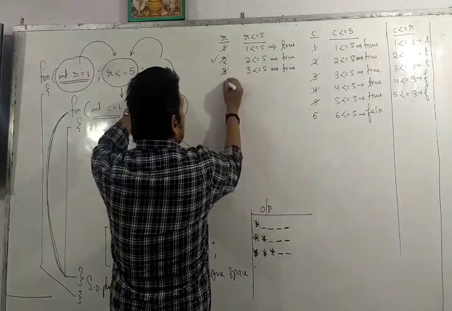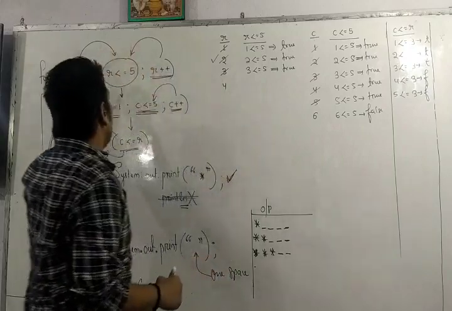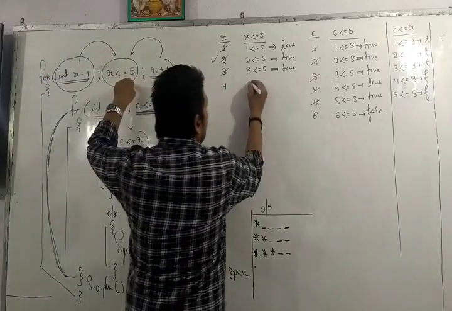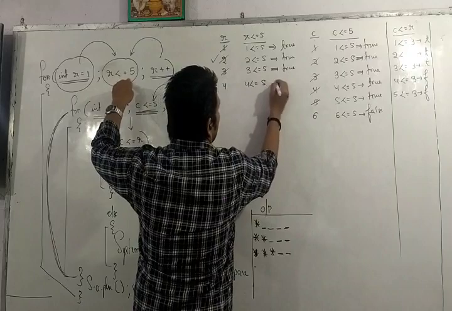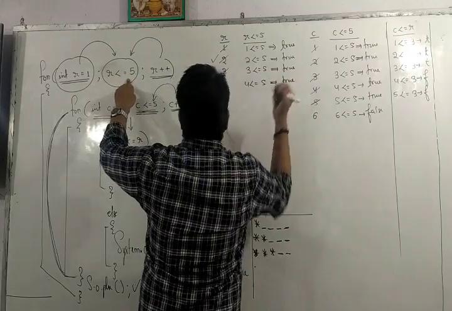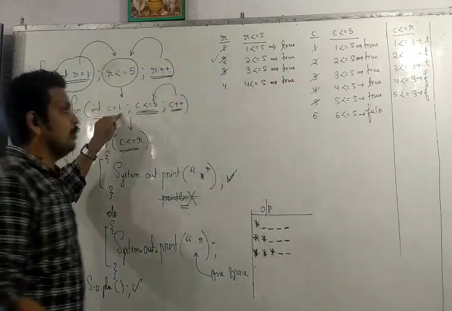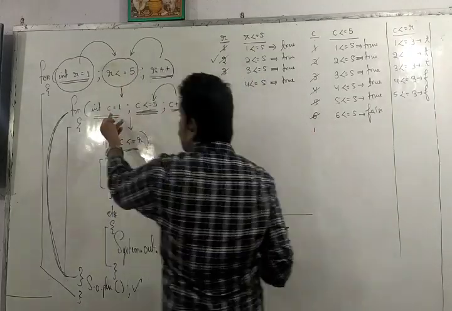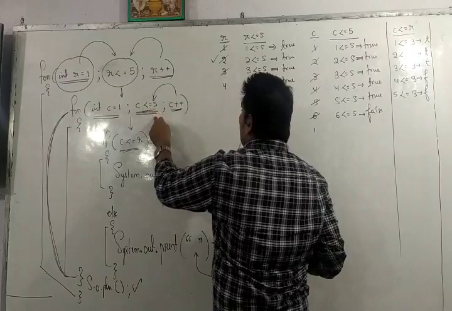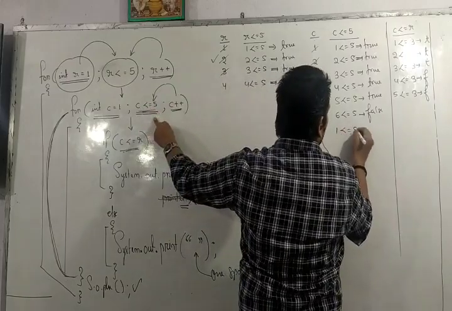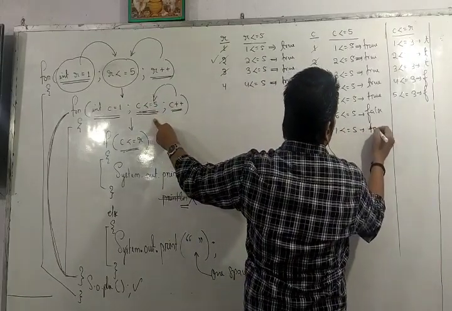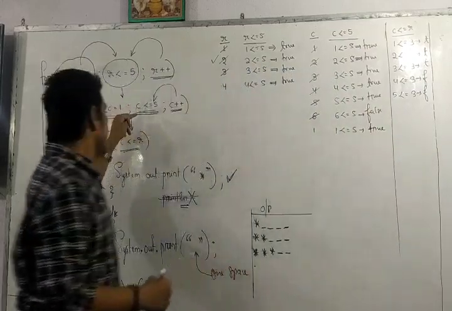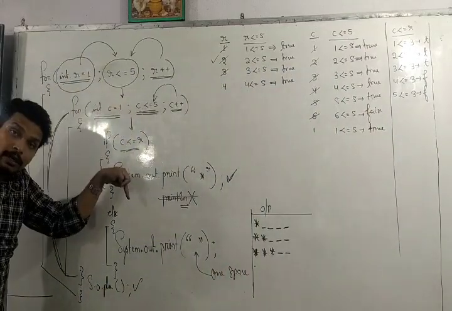So R++ is 4. Okay, 4 is less than equal to 5. The answer is true. If it is true, again C value will become 1. Then the control will go to the testing expression of inner for loop. 1 is less than equal to 5. The answer is true. If the answer is true, the control will go within the body of inner for loop.